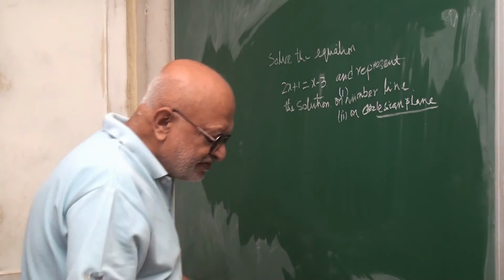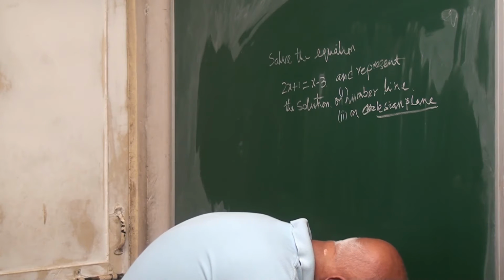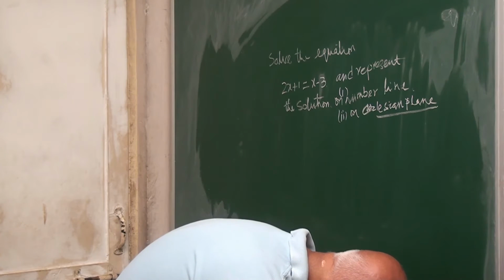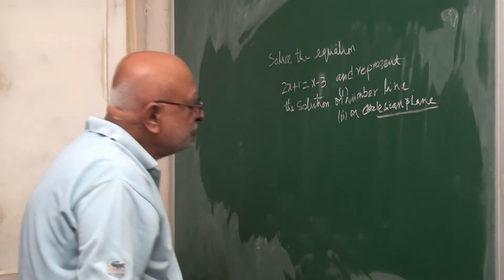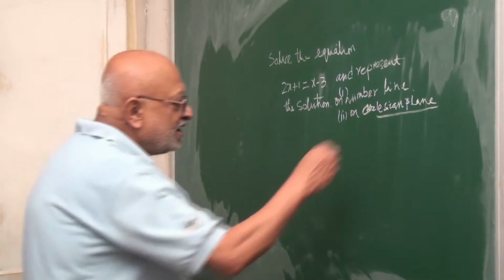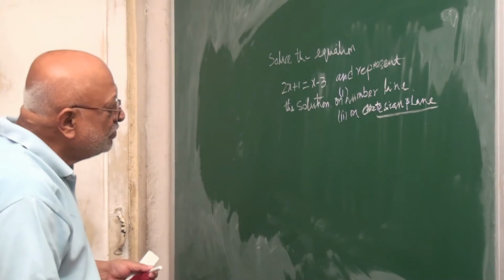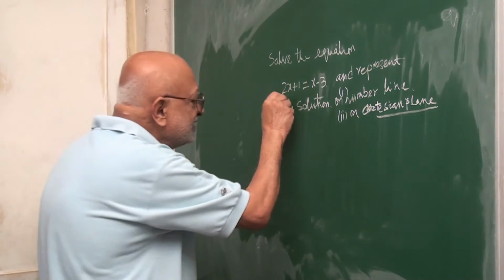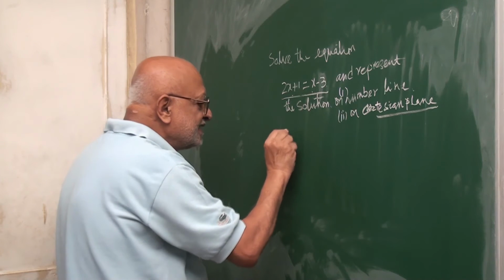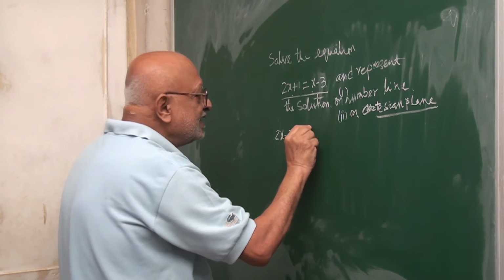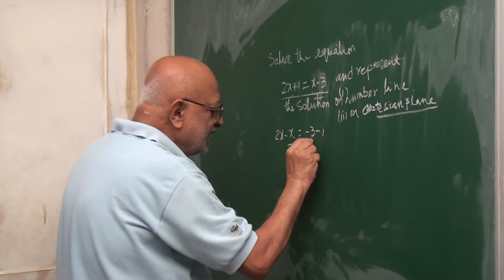Cartesian plane is nothing but a graph paper. So don't get confused by all these wordings. They are meant to confuse you. So Cartesian plane means on the graph paper. So what do you do? First thing is to solve this. So this will be 2x, this will go minus x, this will be minus 3 minus 1. So x is equal to minus 4.